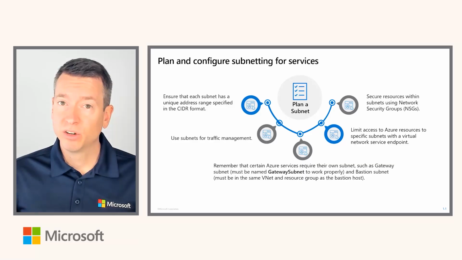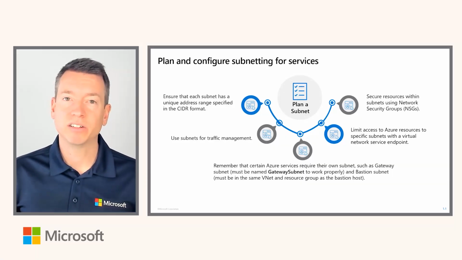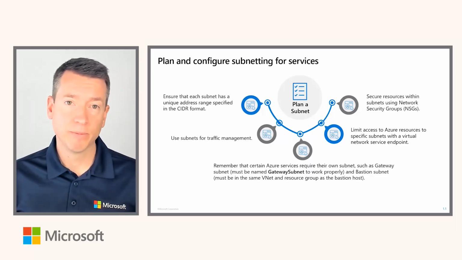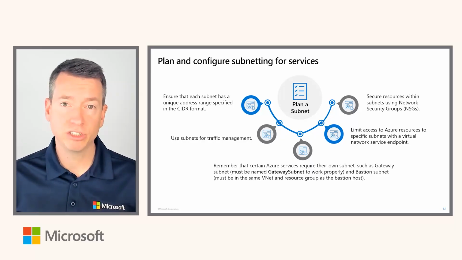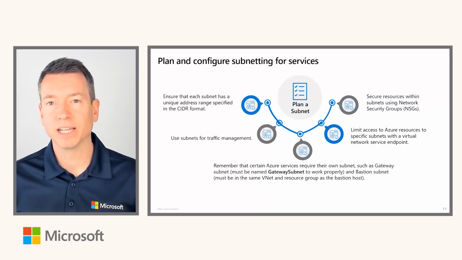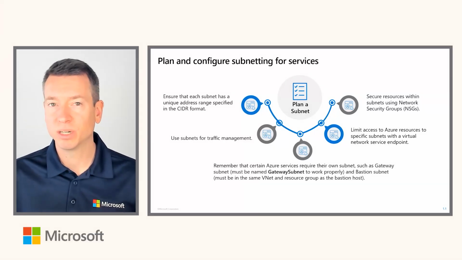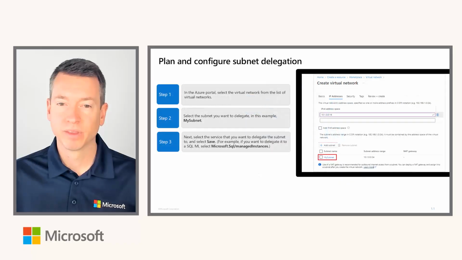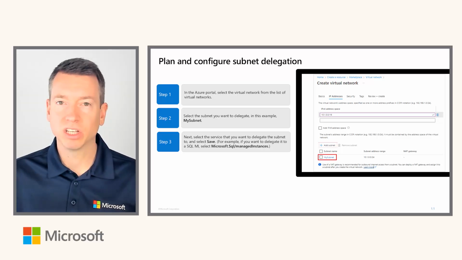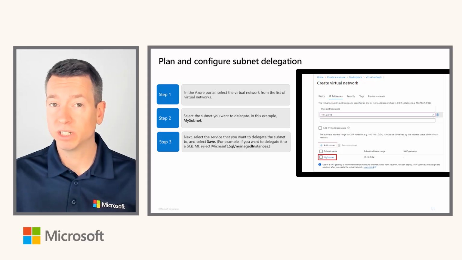While planning for a subnet, remember that certain Azure services require their own subnet, such as a gateway subnet or bastion subnet. And subnets can be used for Traffic Manager to route traffic through a virtual network appliance. And remember for the exam that you can secure your VNets by assigning network security groups to the subnets beneath them. Now use subnet delegation when you need to offload some network management aspects of the subnet to Azure itself. And remember to select the service that you want to delegate the subnet to.